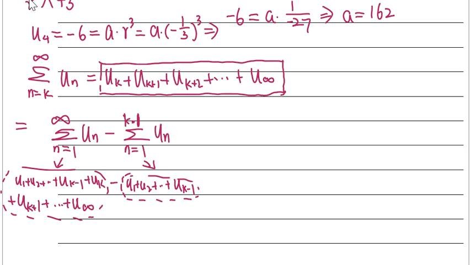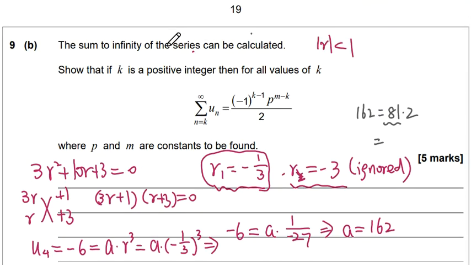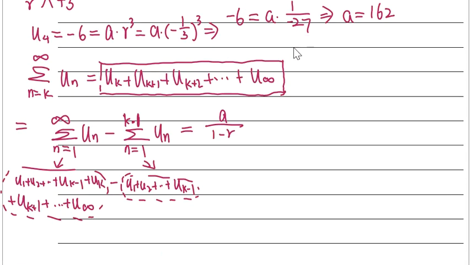So what is the summation of this, starting from the first all the way to infinity, an infinite number of terms? We can use this formula, right? A divided by 1 minus r. Why is that? Because it has told us the sum to infinity of the series can be calculated, right? Then we use this formula. Remember, all the way to add up to an infinite number of terms.